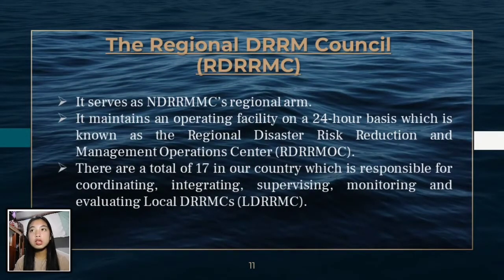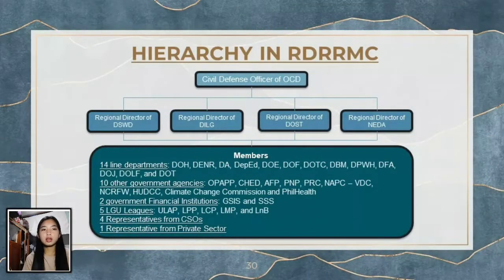The Regional DRRM Council, or the RDRMC, serves as NDRRMC's regional arm. It maintains an operating facility on a 24-hour basis, which is known as the Regional Disaster Risk Reduction and Management Operations Center. There are a total of 17 in our country, which are responsible for coordinating, integrating, supervising, monitoring, and evaluating local DRRMCs. The hierarchy in RDRMC.